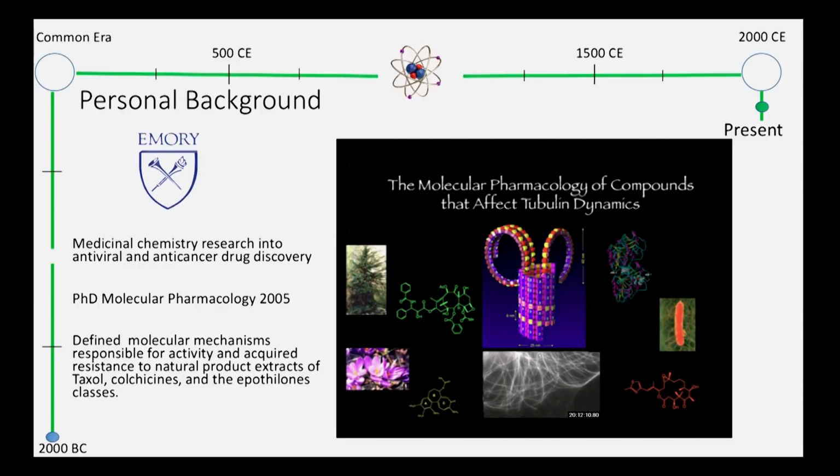So, personal background. I got my PhD from Emory University in molecular pharmacology, defining mechanisms associated with various natural products. This is a case where microtubules are proteins. They're made up of the protein tubulin, which forms linear sheets and dimers, and they grow and collapse. A lot of what we think of in terms of cell motility, because they're actually part of flagella in the tails of cells.